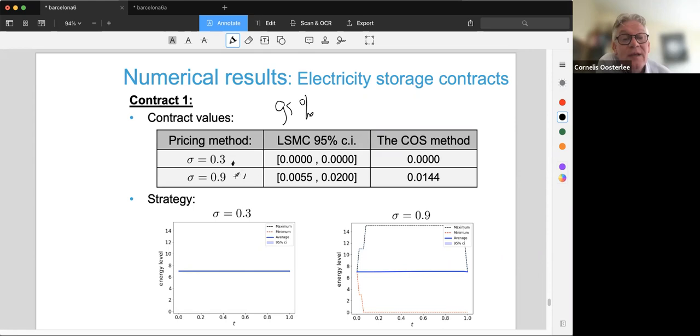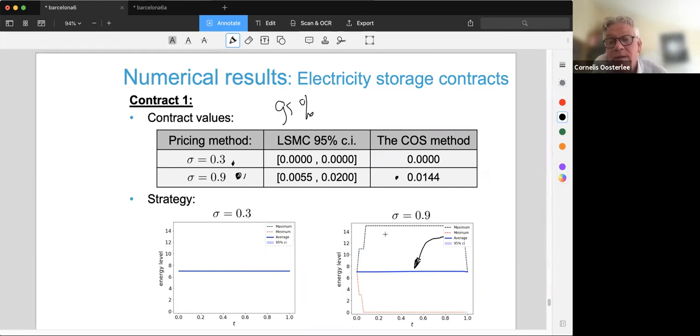And when we are dealing with a highly variable electricity market, where sigma is 0.9, then it's worth something, but not that much, right? It's only 1 cent or something that this contract is worth. So we see that for sigma 0.3, nothing happens. This is the average energy level. It stays at 7, and the utility is not buying or selling, or we don't advise the utility to buy or sell. Here at 0.9, the average of the strategies is also to do nothing.